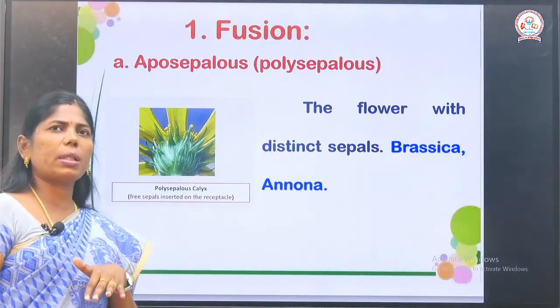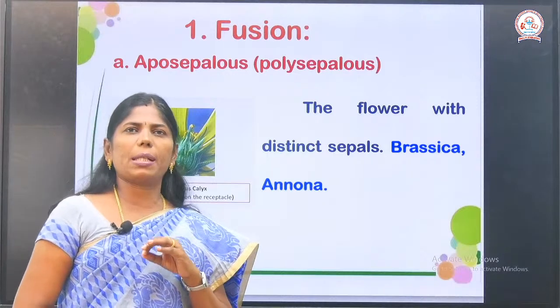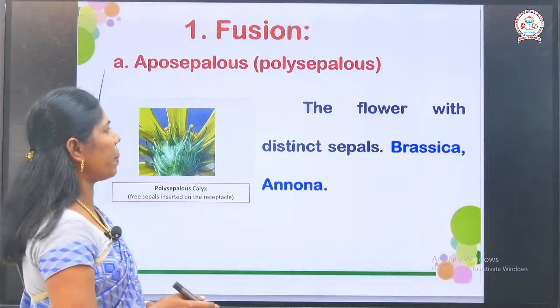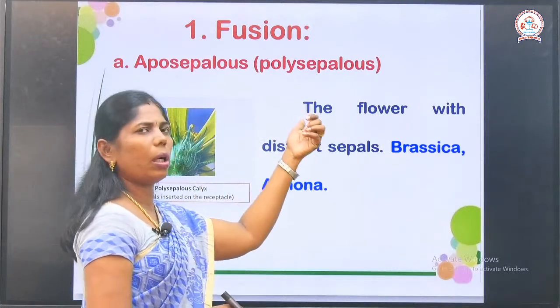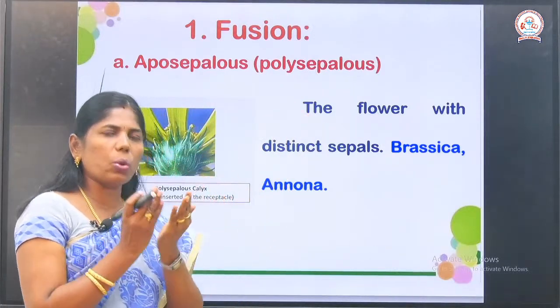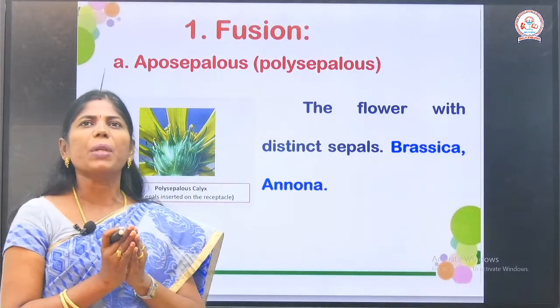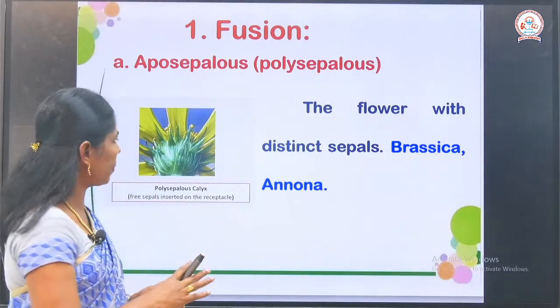So what is the opposite term? That is gamosepalous. Gamosepalous means the sepals are united. A flower with distinct sepals is aposepalous or polysepalous. A flower with sepals together is gamosepalous. Gamo means fused, and poly means free.